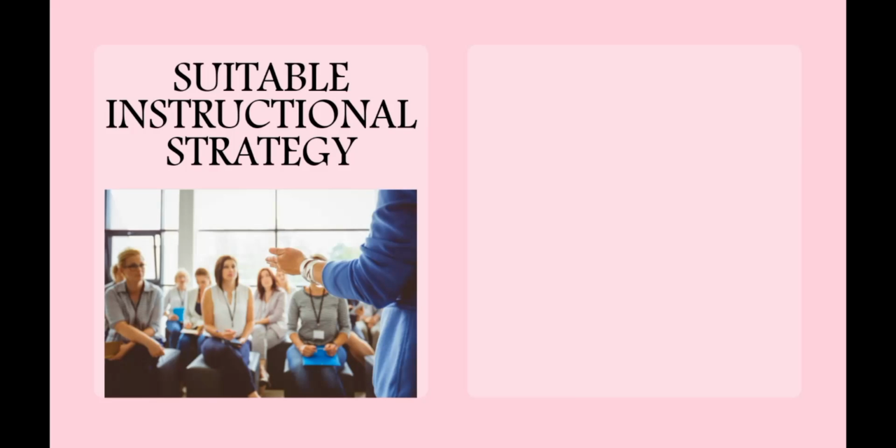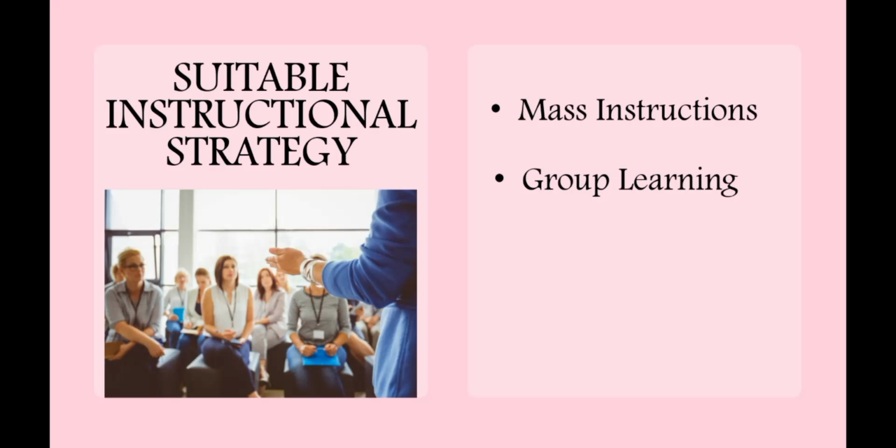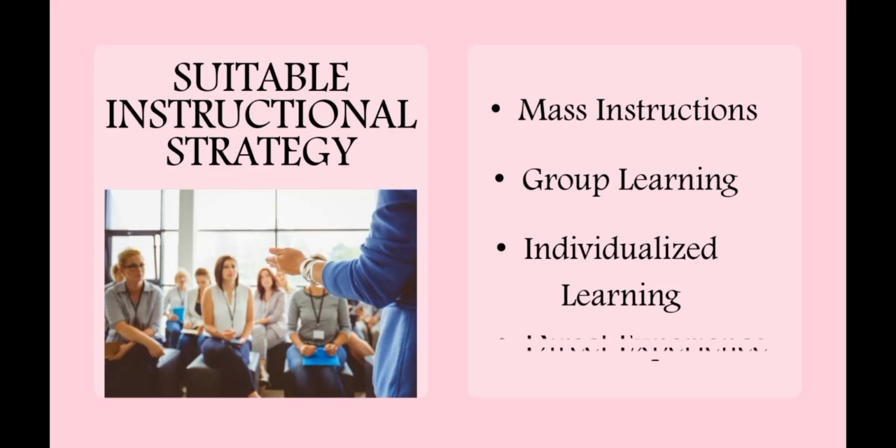So let's ask, what educational objective or learning outcome do you want to achieve? What basic instructional strategy do you think would be most suitable for achieving these objectives with the people you will be working with, taking account of all relevant factors? So this includes the four major materials with specific purposes. We have here the mass instruction, the group learning, the individualized learning, and the direct experience.